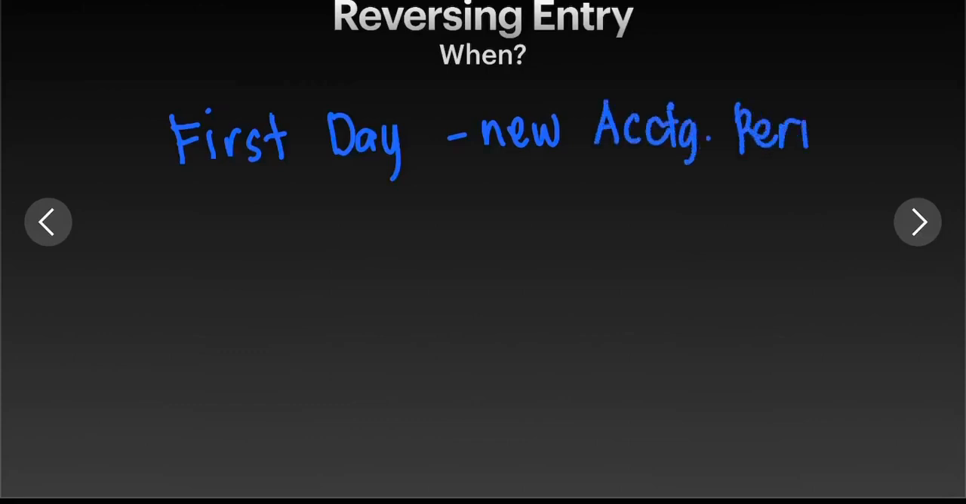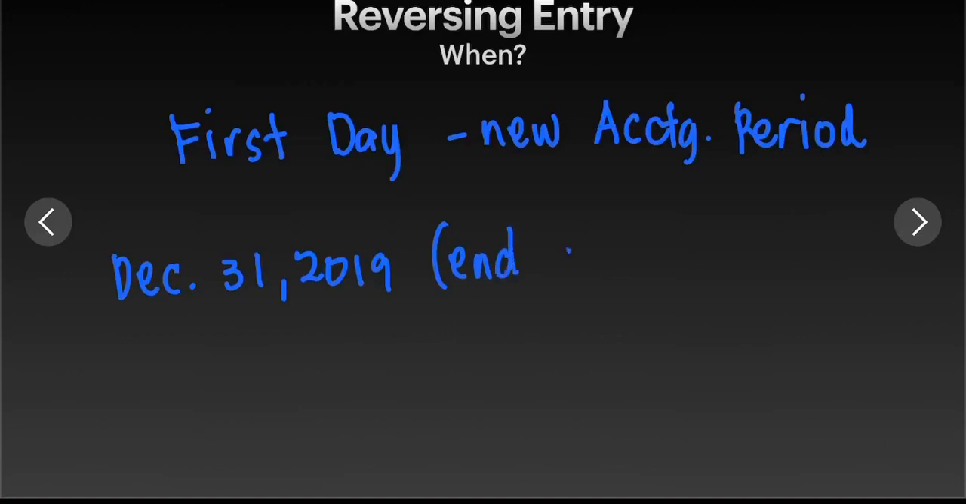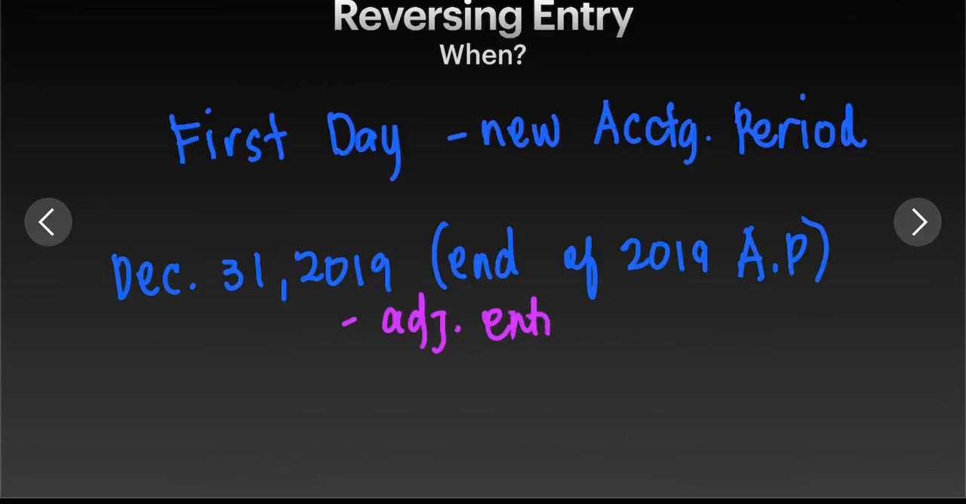When are we making reversing entries? Reversing entries are made on the first day of the new accounting period. To give you an example, let us say December 31, 2019 is the end of the 2019 accounting period. And usually on December 31, 2019, you are making adjusting entries.